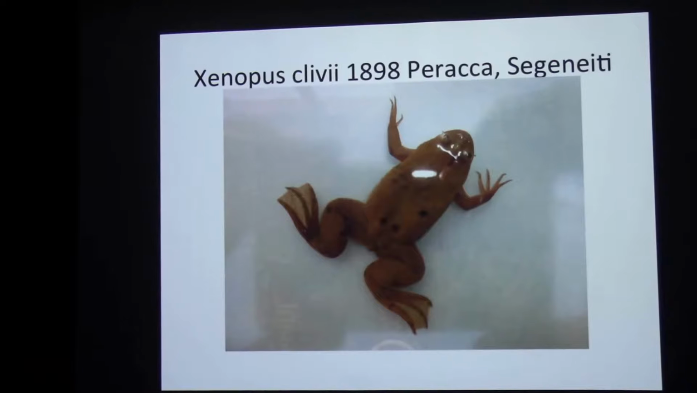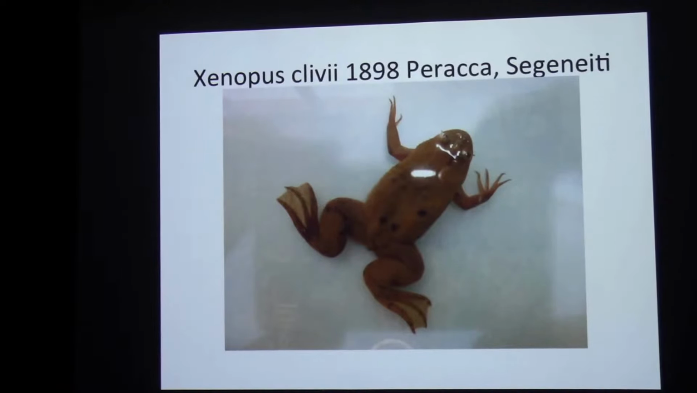One of the interesting things, of course, is the Eritrean clawed frog, Xenopus clivii, 1898, described by Italians. I've already said there's a Xenopus expert who has collaborated with Jim McGuire in the past, Ben Evans, and he's sort of the leading expert on Xenopus. So I have sent him, and he has sequenced Xenopus clivii from the type locality of Seganeiti.